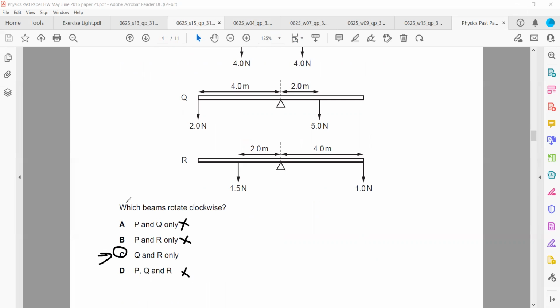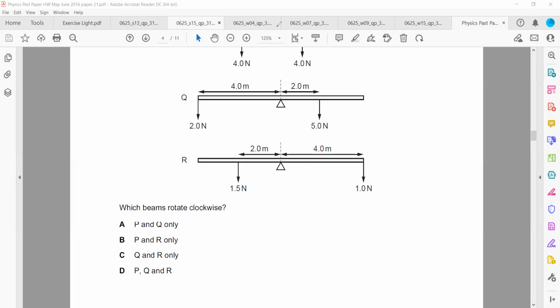So without further calculation, I could calculate for the others as well, but I don't have to, because I worked out that P is always anti-clockwise, and we have to find which is clockwise. So those options which have P can never be an answer. So we are left with option C.